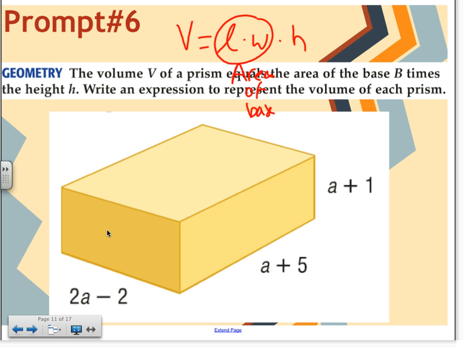But here, since we're being specific to this kind, I force you to say length times width times height. And now let's identify some of the features that are being shown here. Where's the length of this thing?